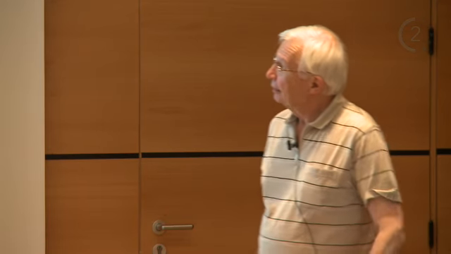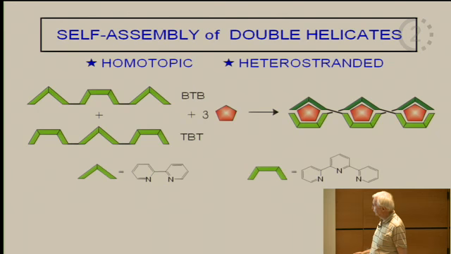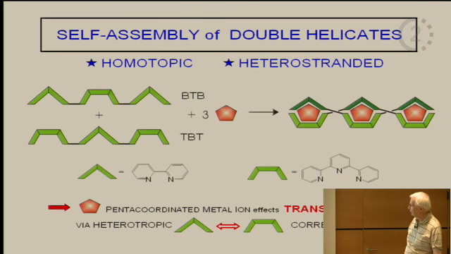Now, take BTB and TBT. This is 5, 5, 5 on different strands. You treat with copper 2, and you get this thing, which is heterostranded. And the interesting thing one should note is that pentacoordination is a translation, so to say. It translates a 2 into a 3. So this is sort of interesting because if you can make these bonds dynamic, which is something one should try, you can select and translate one chain into its complementary chain through this interaction.